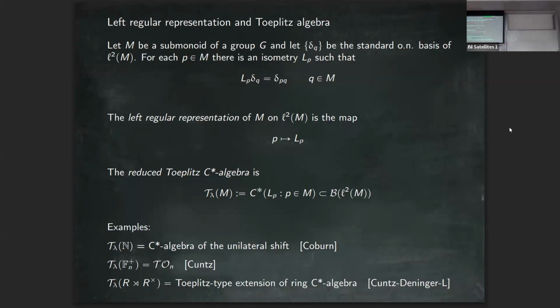So, I mean, you know examples, the Toeplitz algebra of the natural numbers is the algebra of the unilateral shift, and by theorem of Coburn has the universal property. The Toeplitz algebra of Fn is TON, the Toeplitz extension of Cuntz's algebra, then again has the universal property. And there's another example I put here to mention something a bit more recent. The ax plus b monoid of a ring of integers in a number field has the same kind of universal representation.